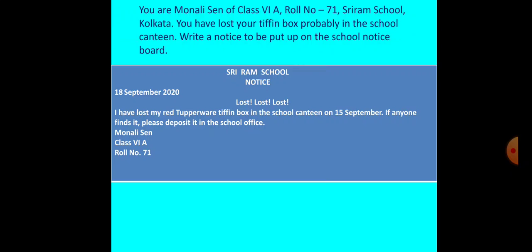After that we will start from the left hand side. I have lost my red Tupperware tiffin box in the school canteen on 15th of September. If anyone finds it, please deposit it in the school office.